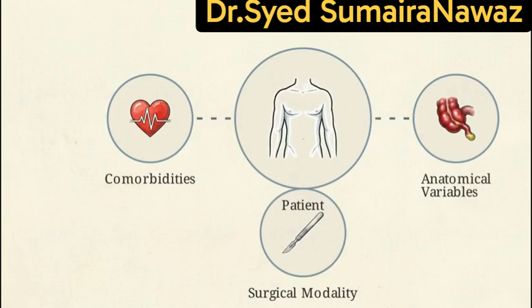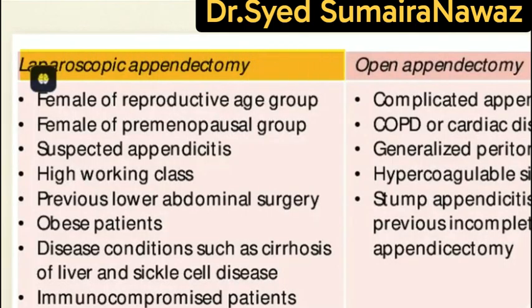This table lists indications for laparoscopic appendectomy, the minimal access standard for females of reproductive age, obese, and immunocompromised patients. Conversely, an open procedure is mandated for complicated appendicitis, generalized peritonitis, severe cardiopulmonary disease, or stump appendicitis.